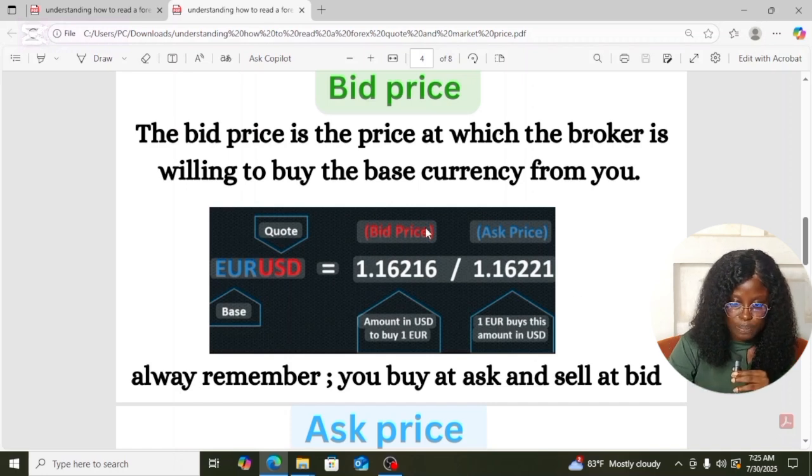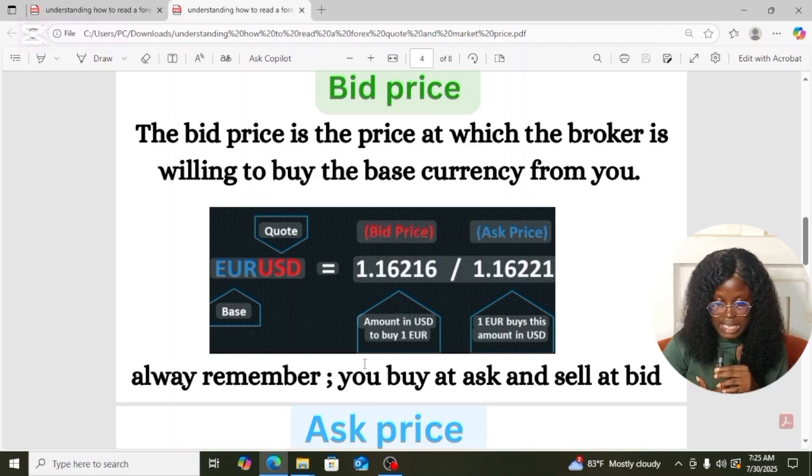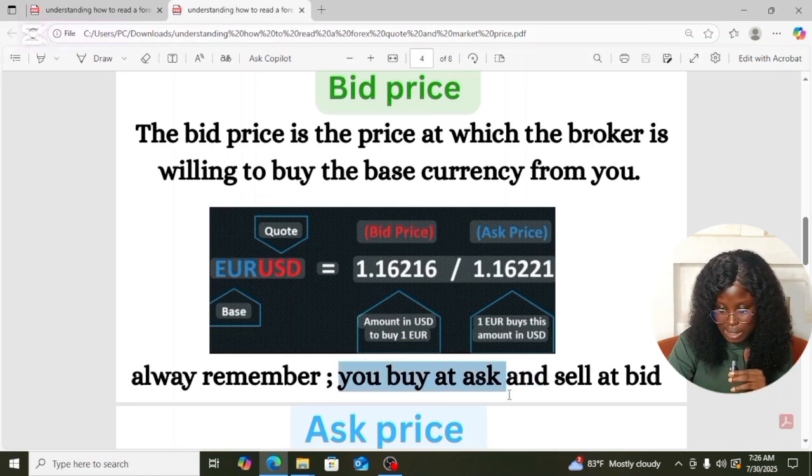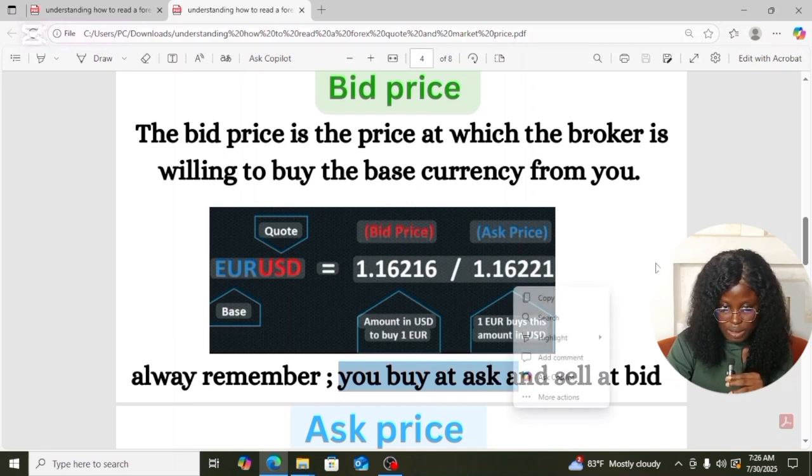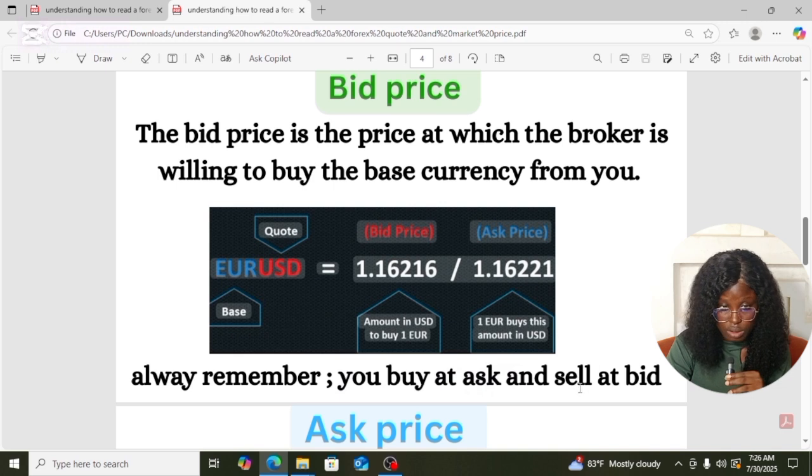So the bid price is the price at which the broker is willing to buy the base currency from you. We are retail traders. Even if you are trading with $10,000, $20,000, we are retail traders, you understand? So we buy at ask price and sell at bid price. Let's focus on bid price since we're talking about bid price. So we sell at bid price.